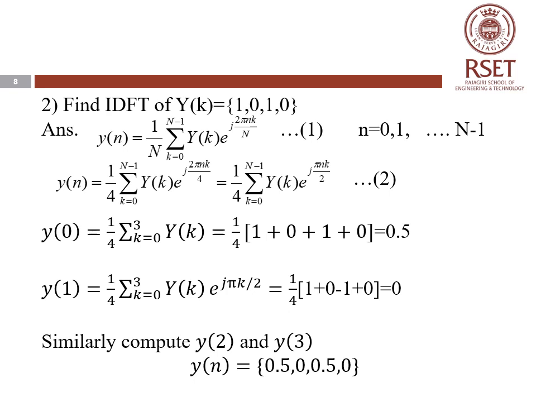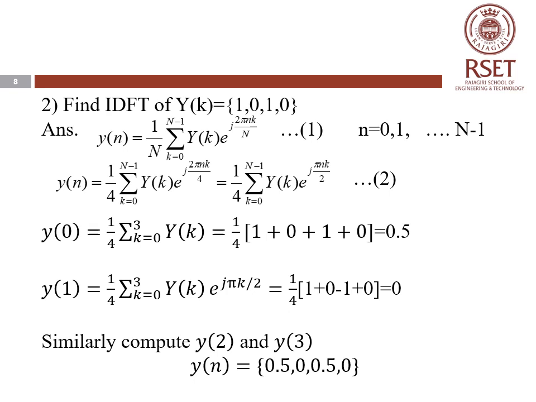So y of n is equal to 1 by 4 sigma k varying from 0 to N minus 1 y of k e raised to j 2 pi n k by 4. On simplification it is e raised to j pi n k by 2. So we have to find each of the values in the time domain, that is small letter y of 0, small letter y of 1, small letter y of 2 and y of 3.